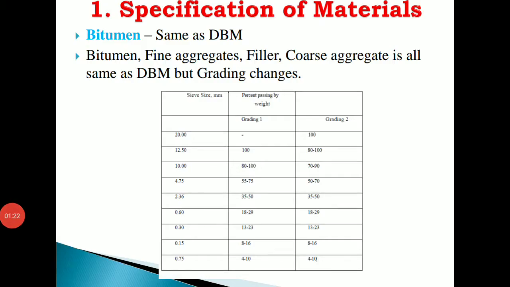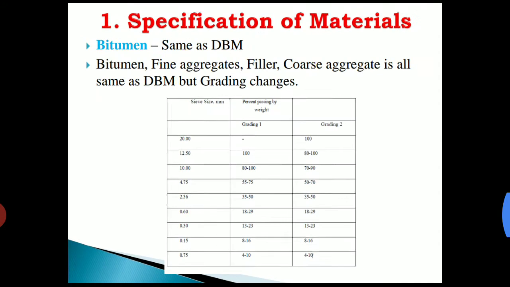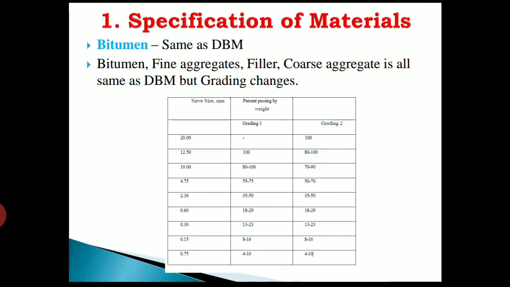Now the material specifications. First is bitumen, the same as in the dense bituminous macadam, which we discussed in the previous video lecture. The same specifications are used in bituminous concrete also. The grades are 30/40, 60/70, and 80/100. Such grades of bitumen depend upon the penetration value, and we can consider those materials in the construction of bituminous concrete pavers also.